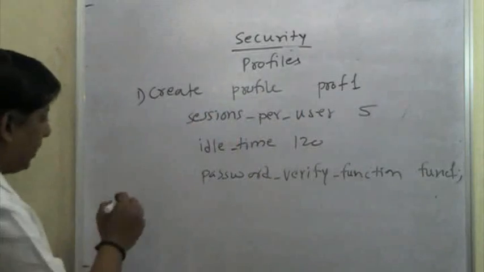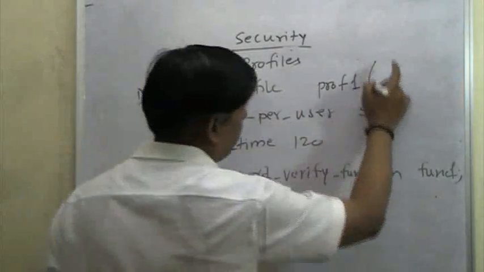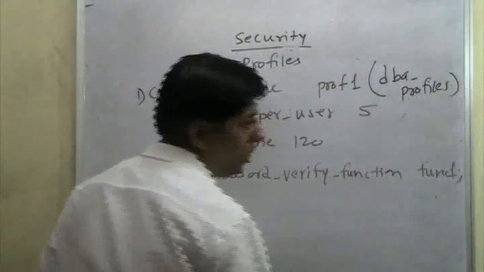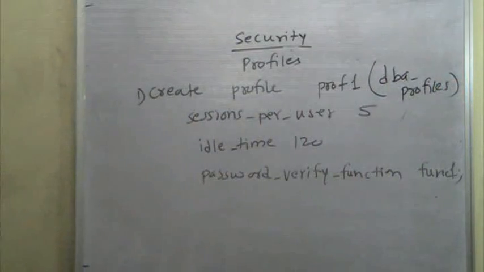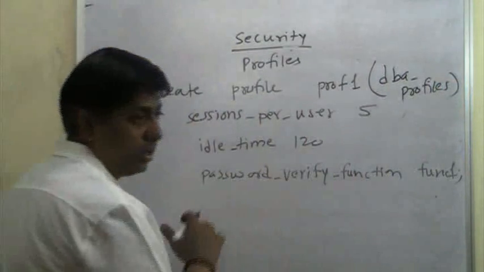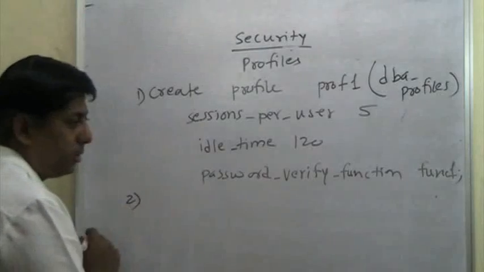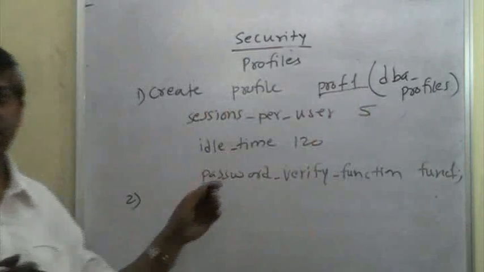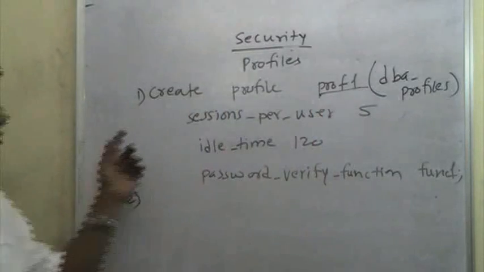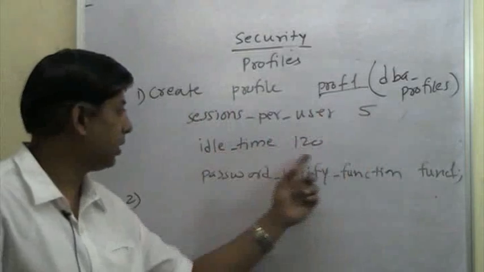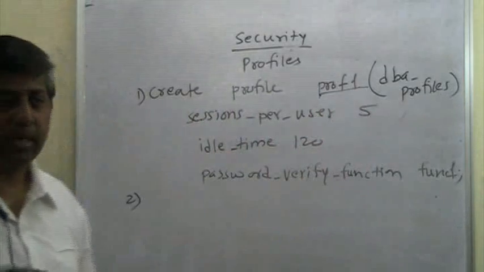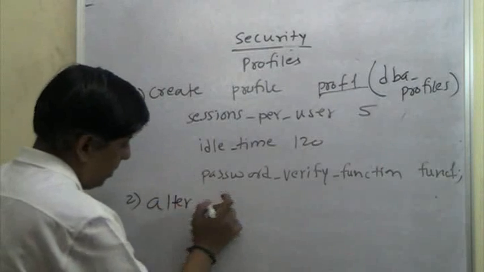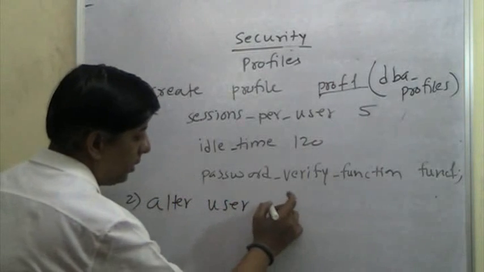Once the profile is created, obviously the information of this profile will be in DBA_profiles. You can find out all this information in DBA_profiles, what profiles have been created so far and what are their values. Second step is to assign this profile to a user. The moment you assign the profile prof1 to a user, all these attributes are now applicable to that user. That means that user cannot have more than 5 concurrent sessions, cannot be idle for more than 120 minutes and so on. So how do you do it? You use the alter user command. Alter user, let us say u1.